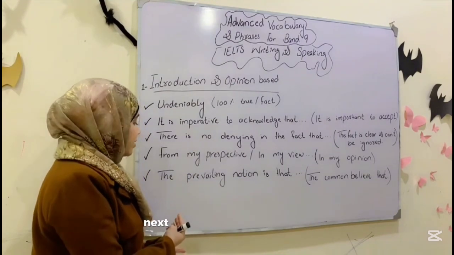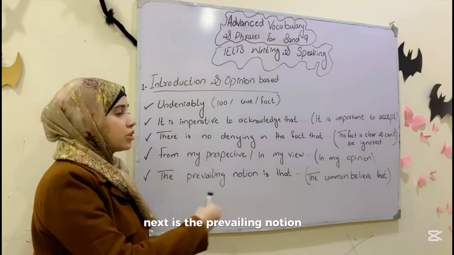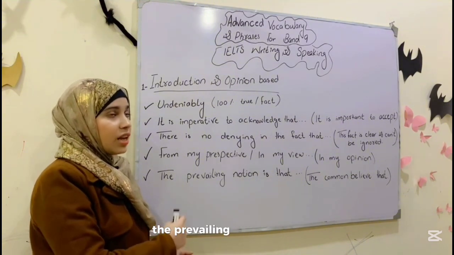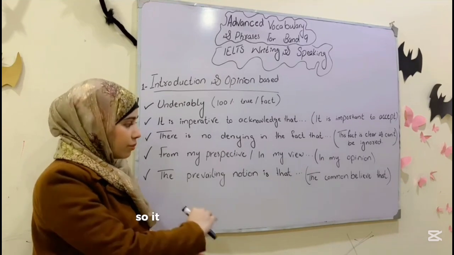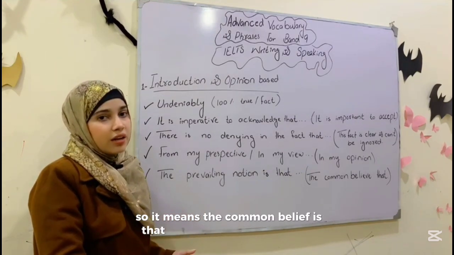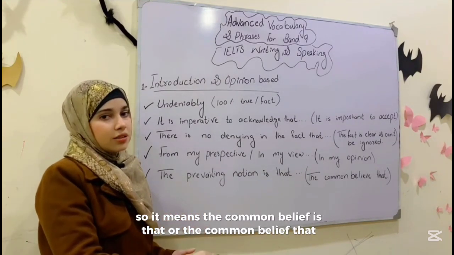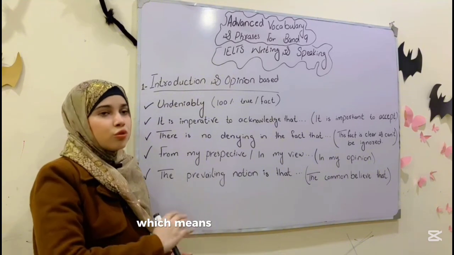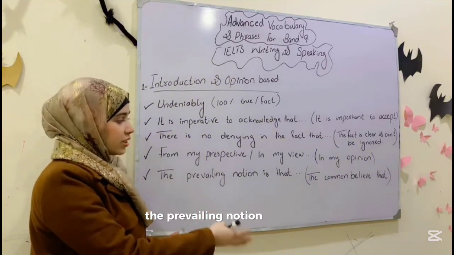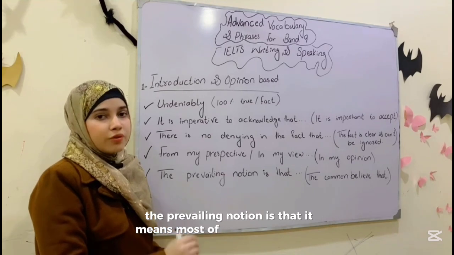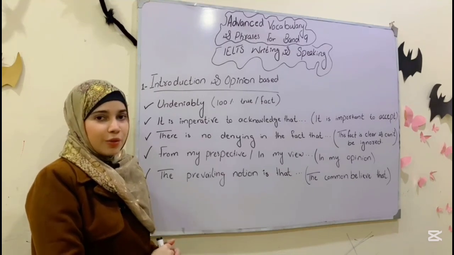Next is the prevailing notion is that. Prevailing means something that is common. So it means the common belief is that, which means most of the people believe that thing, okay. The prevailing notion is that. It means most of the people believe that.